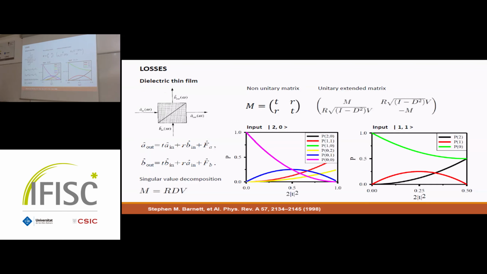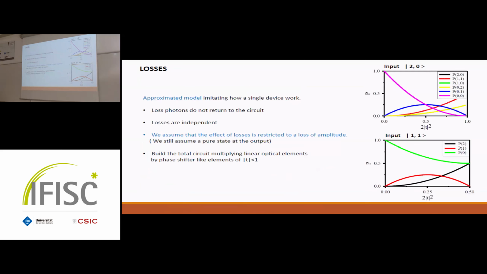And now the difficult part is saying, okay, this is for one particular dielectric thin film, but what happens when you have a full circuit made of many linear optical elements? That's what the approximation, we are using an approximation here. We use a model in which the whole optical circuit behaves like a single device, like the dielectric thin film.